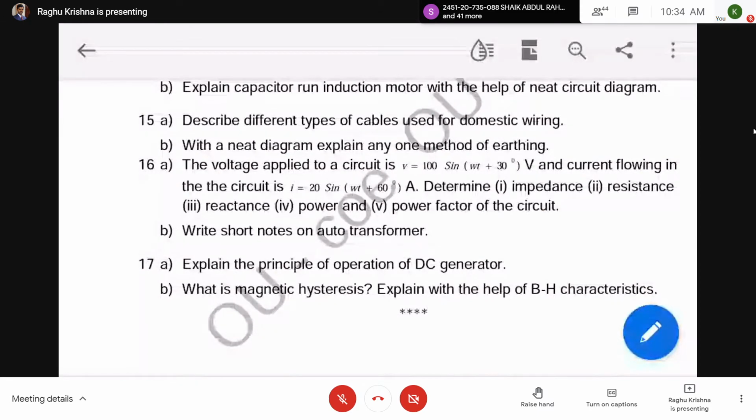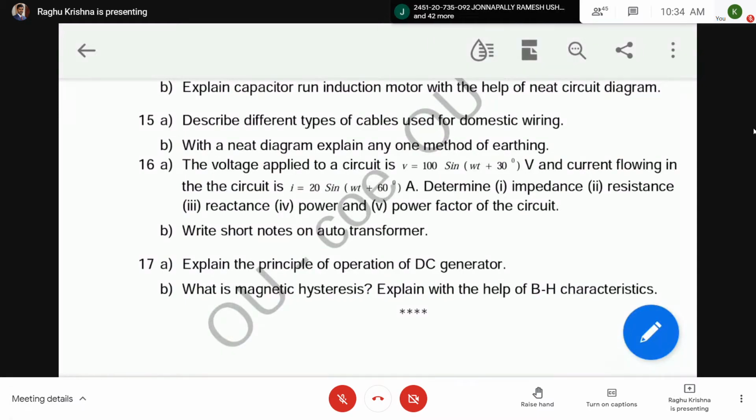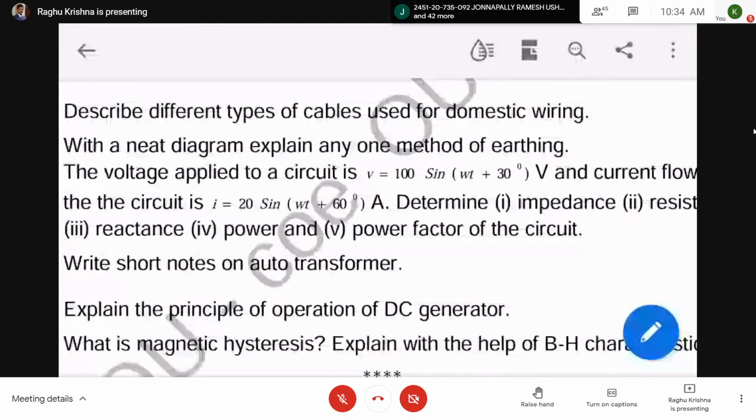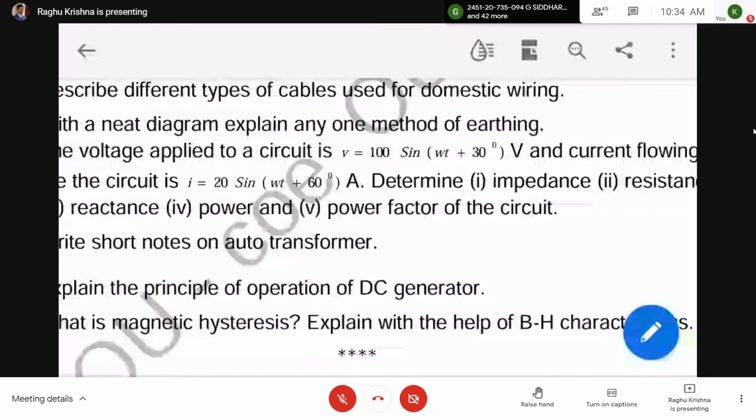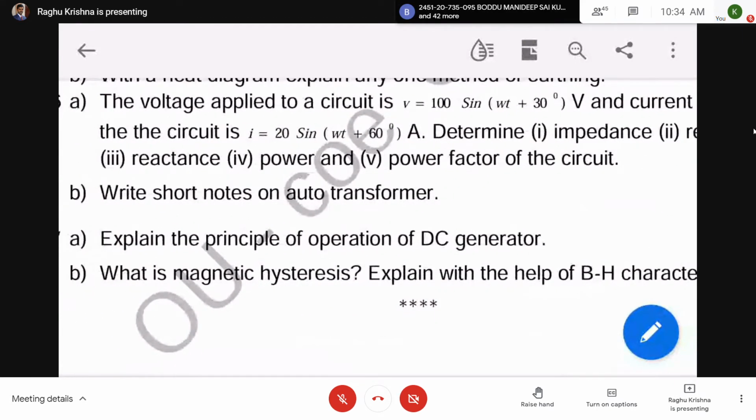Again in the 16th question, the voltage applied to the circuit is given. Current equation is given. Determine the impedance. So how to get the impedance? V by I gives the impedance. Then find the resistance, reactance, power and power factor of the circuit.